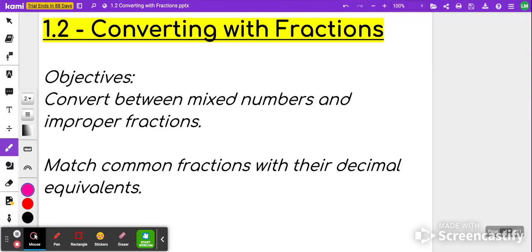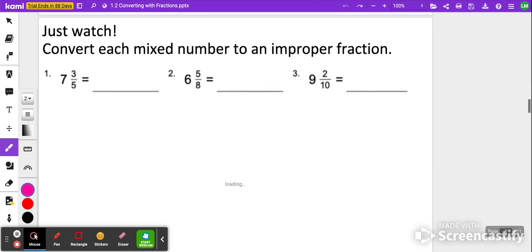Today we're going to talk about lesson 1.2, converting with fractions. So we're going to look at a lot of mixed numbers to improper fractions, improper back to mixed numbers, and then we're also going to be able to match common fractions with their decimal equivalents. I'm going to help you find a few different ways to try those. We're going to get started with just these first three.